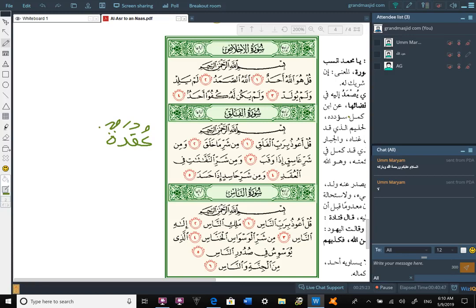Uqad is the plural. We also know the root of this word, ayn, qaf, dal, is related to aqidah. Right? Aqidah is something which is tied to you, your belief. It's not something which wavers. It is something which you hold, and that's it. That's what you believe. It's like a knot, like it is tied to you. This is the relationship of the word. Fil uqad, min sharri nafathati fil uqad.